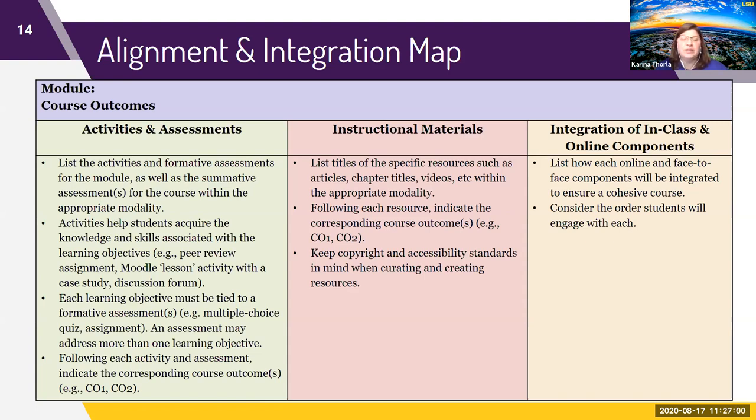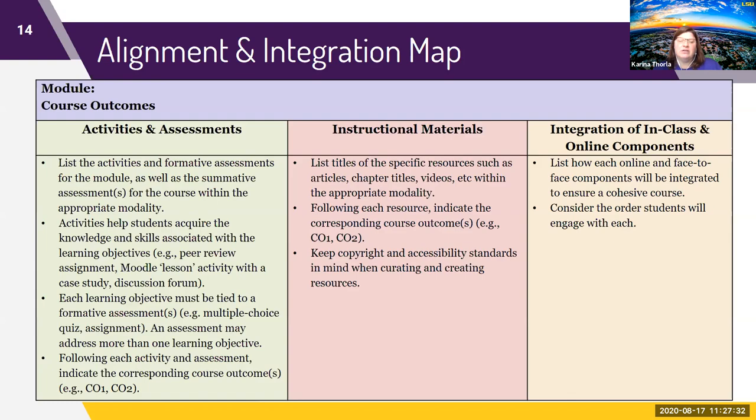If you are familiar with an alignment map, you may notice that the last column on this is a little unique. The integration of the in-class and online component section is where you're going to consider the order in which the students are going to engage with each component. You can use this document as a worksheet as you're planning or reconfiguring your course. You don't have to submit it to anybody, so it's not homework. This is just a resource that we have created so that you can organize your material.